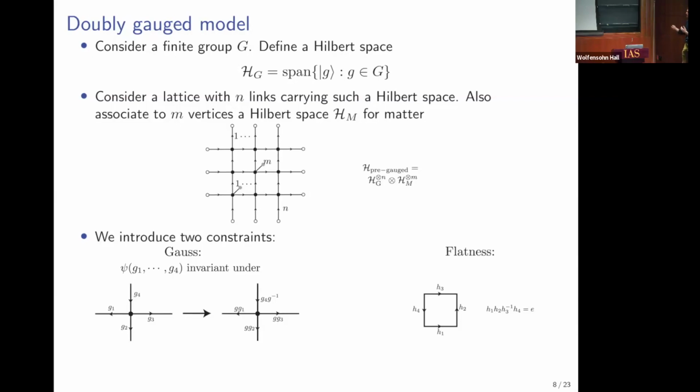These two properties together tell us how to restrict from this naive pre-gauged Hilbert space to what we call the physical Hilbert space. The physical Hilbert space is the pre-gauged one modded out by these Gauss and flatness constraints. If you have matter, electric charge adjusts this Gauss constraint, so the matter gets involved with this transformation. Likewise, the matter can get involved with this flatness rule, say if it has magnetic charge.